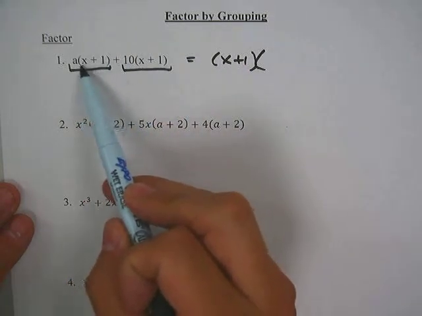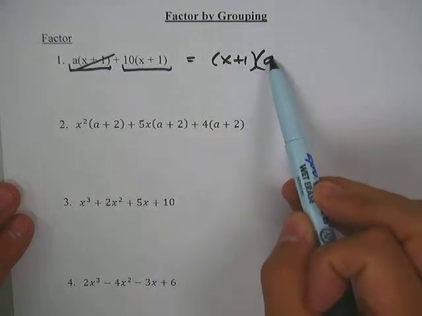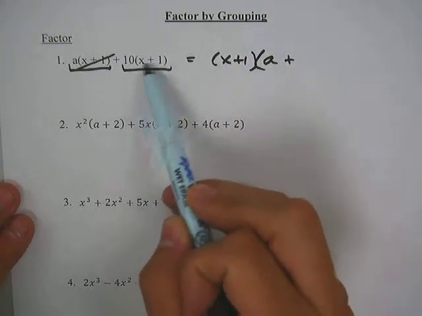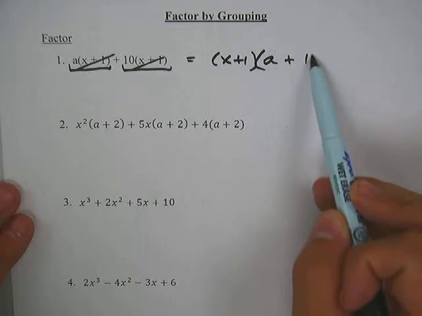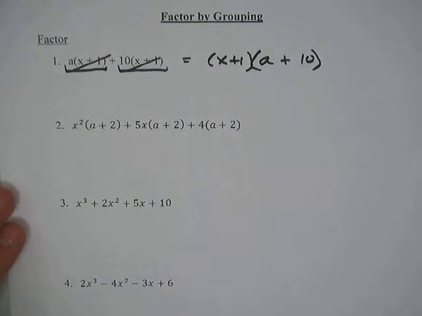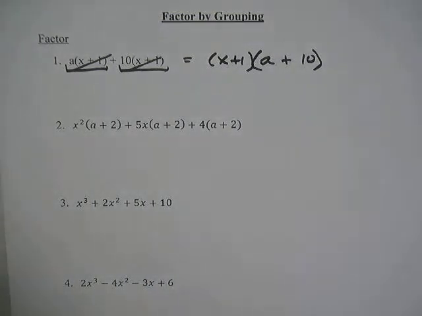And then when I do that, so when I take this x plus 1 away from this, what do I have? I have an a. When I take an x plus 1 away from this, I have 10. And there you go. I just factored by grouping.